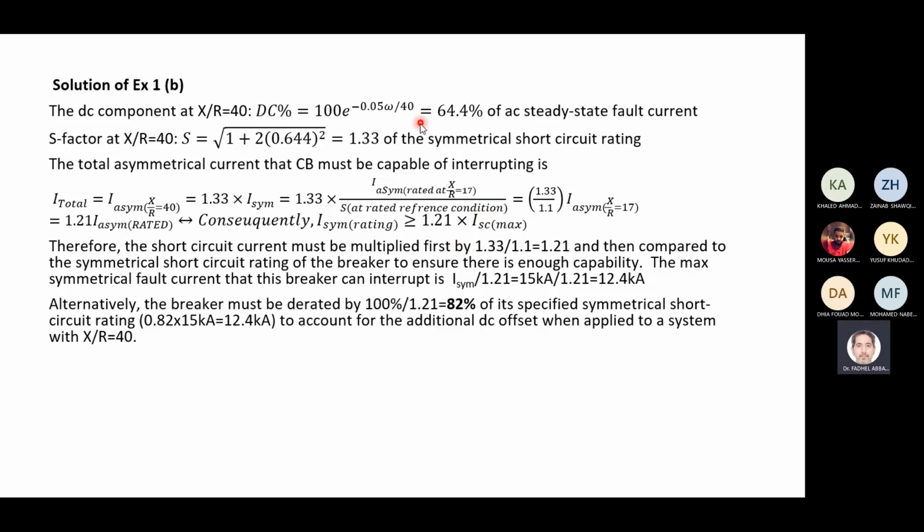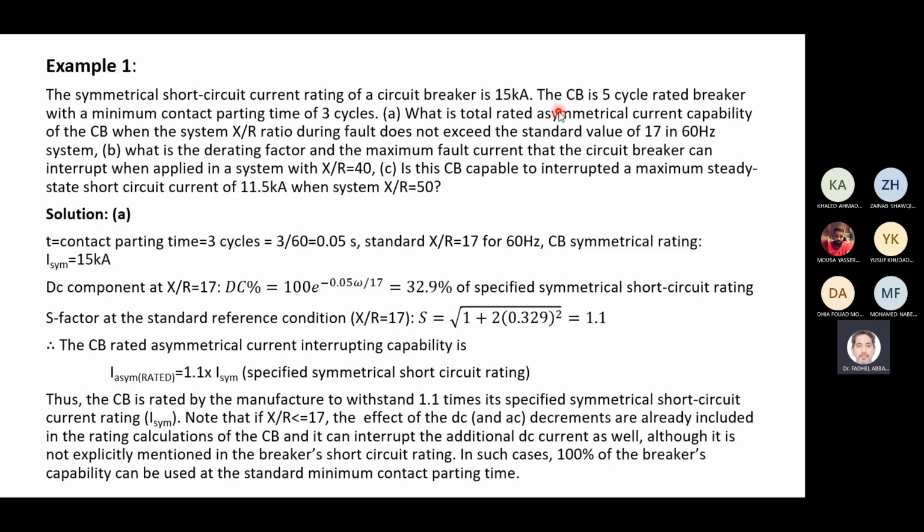اوكي، لو السؤال لو هالسيركت بريكر هل قادر انه يقطع شورت سيركت كرنت اوف 10 كيلو امبير at XR ratio 5؟ يس بعد، لان at 5 اي شيء اقل من 17 هو بيكون قادر، لانه بيكون الدي سي اسرع decay، وبالتالي at contact parting time بيكون مقدار الدي سي even أقل من الستاندرد المحسوب في الستاندرد.